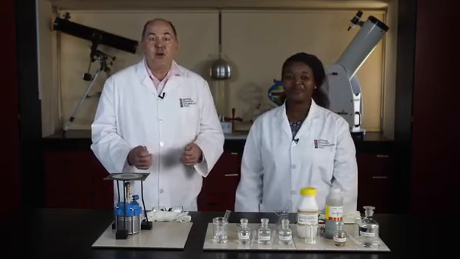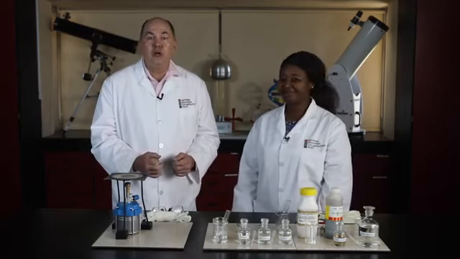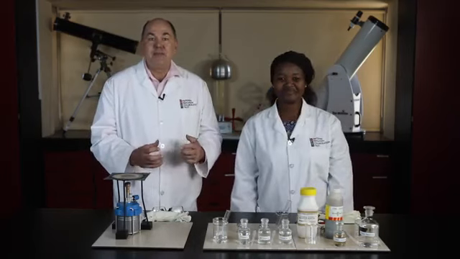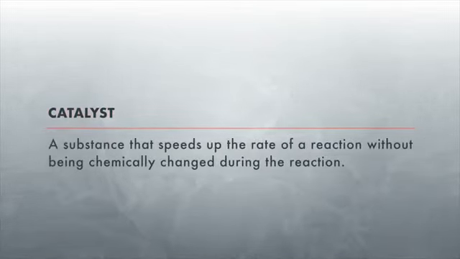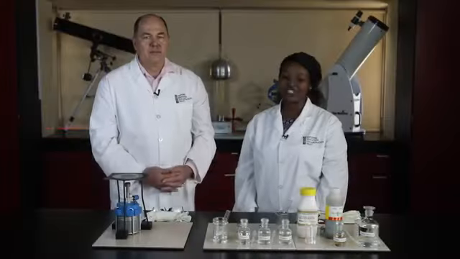The reaction of a carboxylic acid and an alcohol to produce an ester is speeded up by the presence of concentrated sulfuric acid. Sulfuric acid acts as a catalyst in the reaction. A catalyst is a substance which speeds up the rate of a reaction without being chemically changed during the reaction.